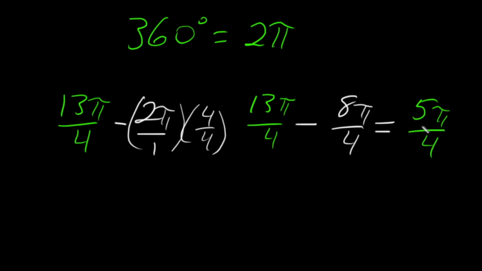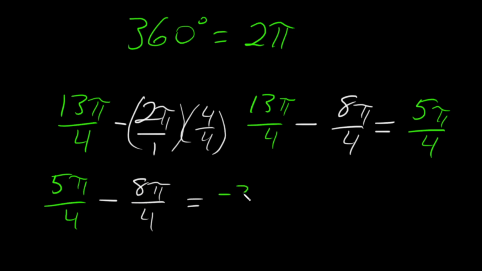And that is a positive coterminal radian to 13 pi over 4. If we want the negative, we'll have to do it one more time, starting from 5 pi over 4. So we start with 5 pi over 4, subtract 2 pi. In this case, we'll use the same 8 pi over 4. 5 minus 8 gives us negative 3 pi over 4. And there's our negative coterminal.